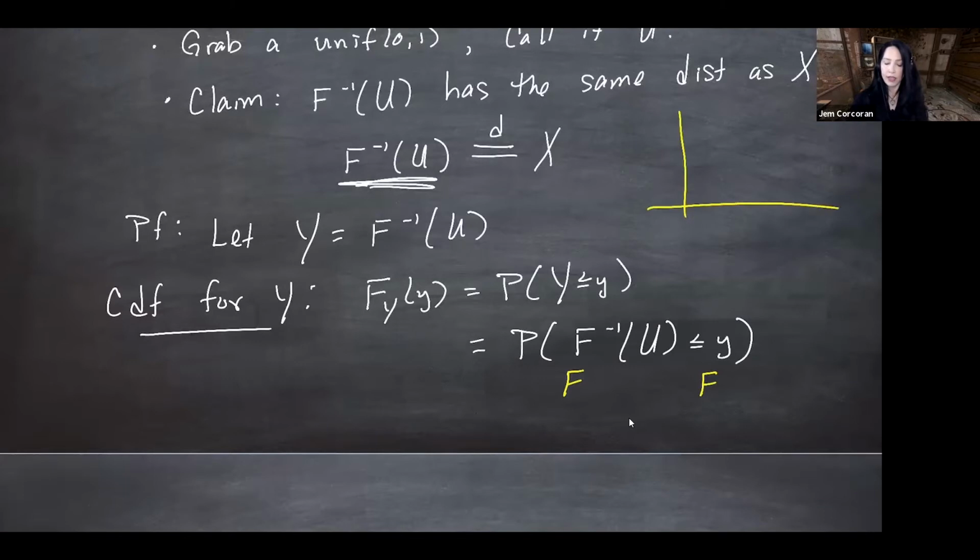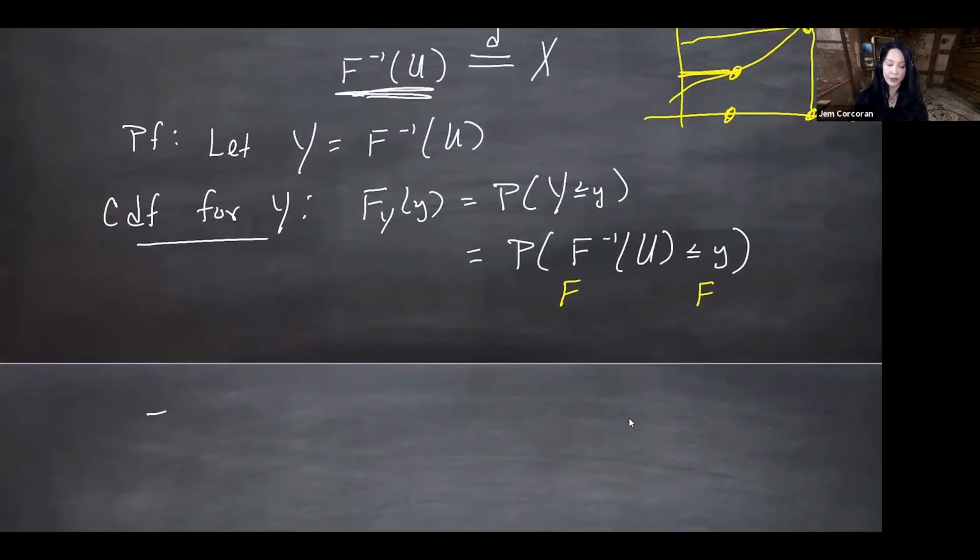So I've got a smaller number and a larger number, and I'm putting them into an increasing function. So then I get a smaller number and a larger number. And if I apply F to both sides, then on the left side, I cancel the F and F inverse. And on the right, I get capital F of little y. So on the left, I have a random variable, and on the right, I have a variable stuck into a function, but it's not random.